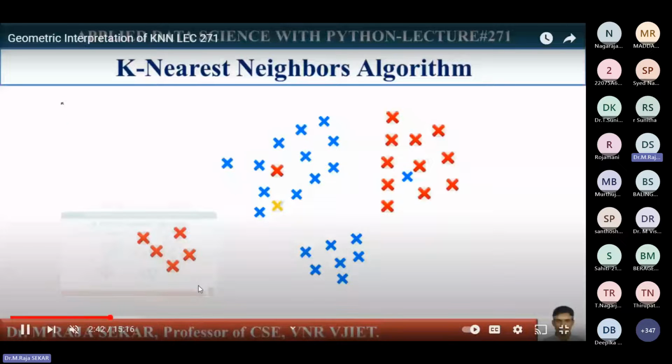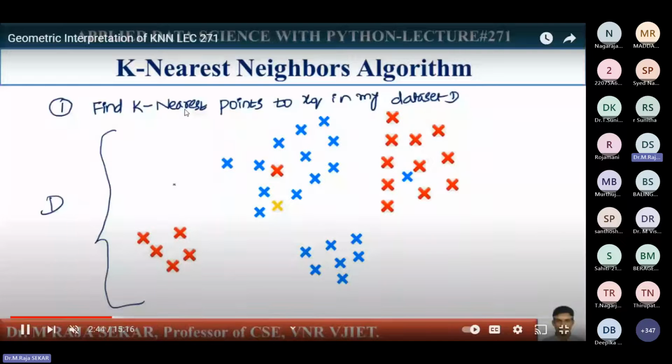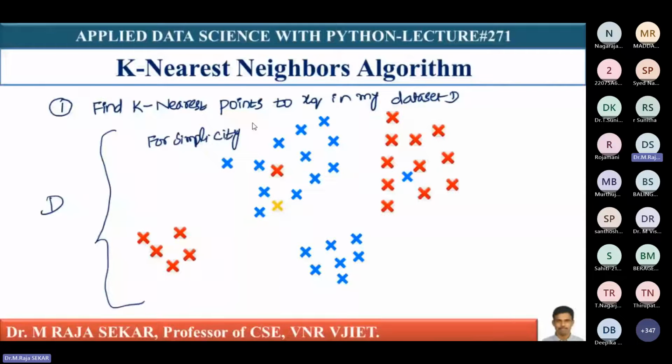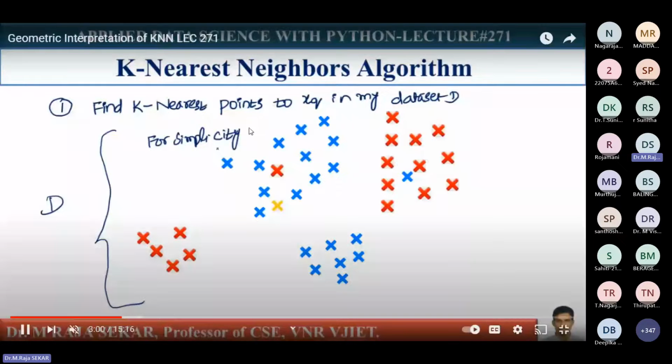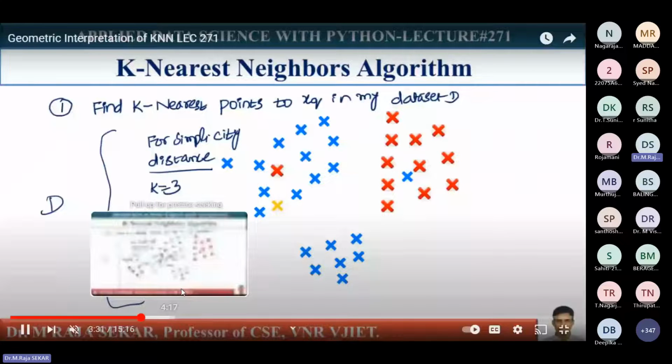What is this? Capital D. Find the k nearest points to XQ in my data set. How many nearest points do you have to find? Actually, in the k nearest neighborhood algorithm, this K is known as a hyperparameter. I will discuss those hyperparameters later. For simplicity, considering this particular data set, I am assuming K equal to 3.